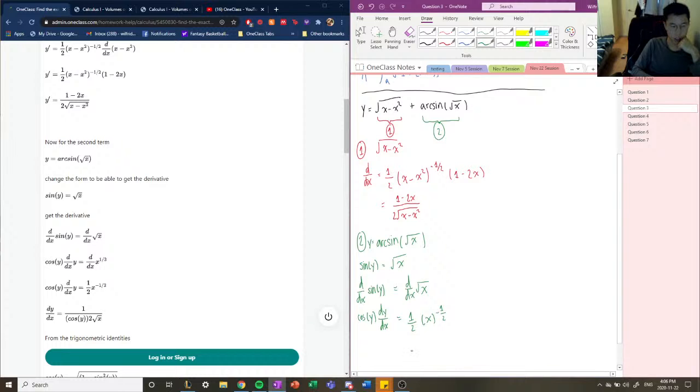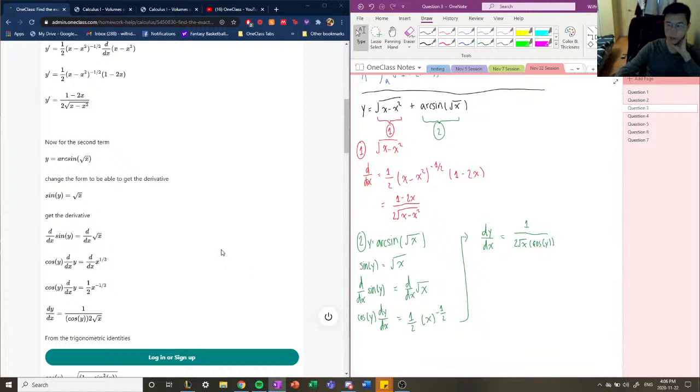Okay, cool. So we're going to isolate for dy/dx now. So we isolate for dy/dx. We get 1 over 2 times root x, and then there's also cos y. All right, so we're going to get 1 over 2 times root x times cos y. Okay, so that's our dy over dx.